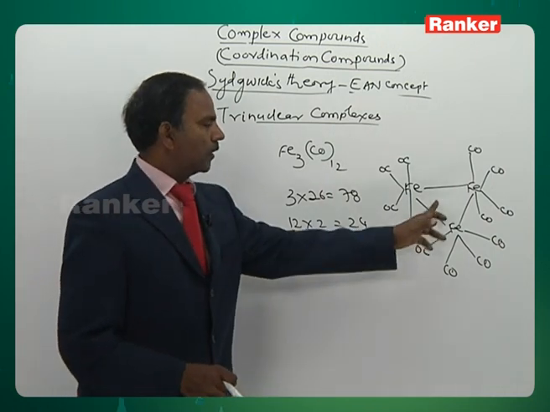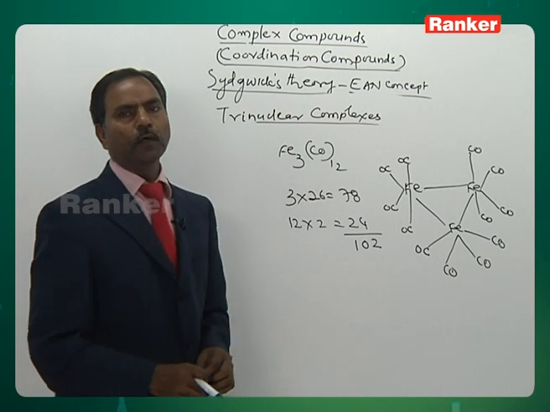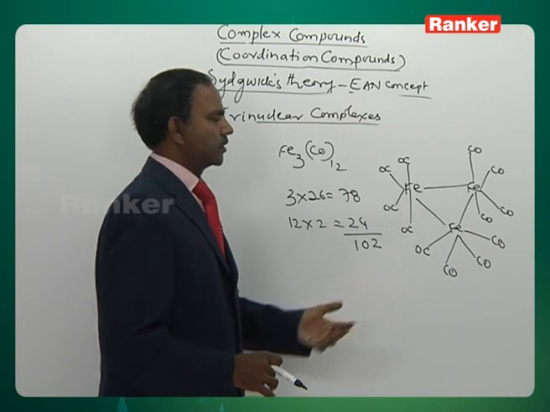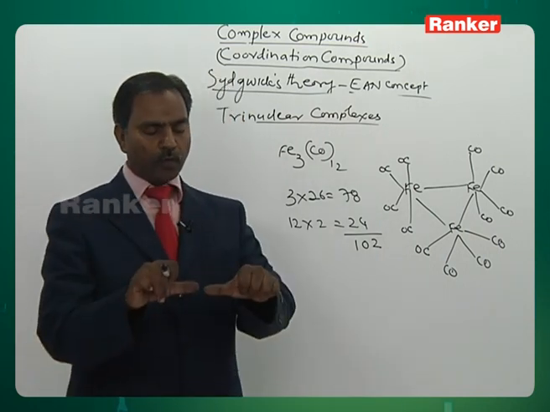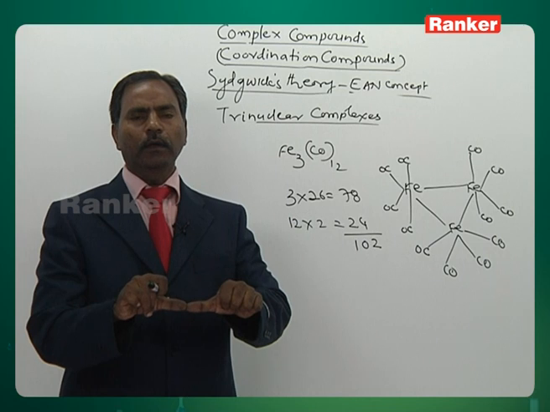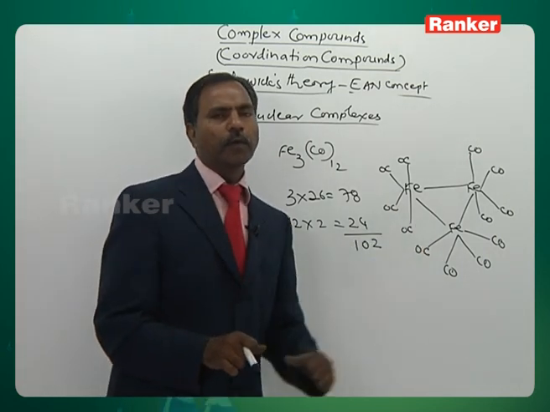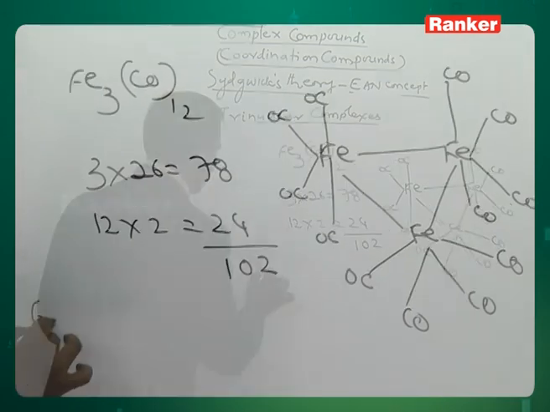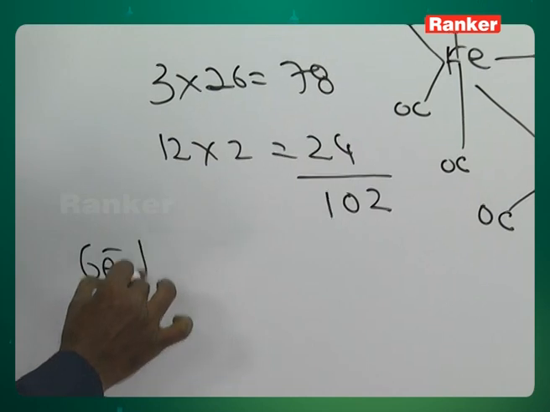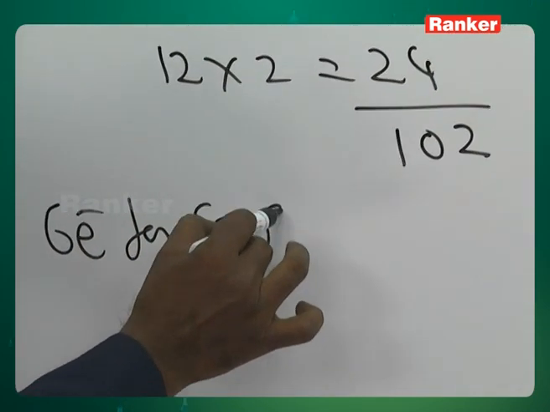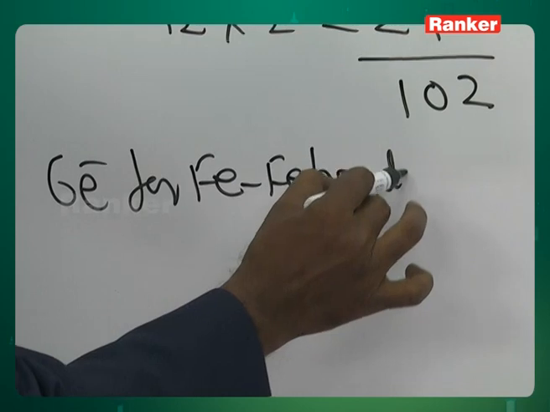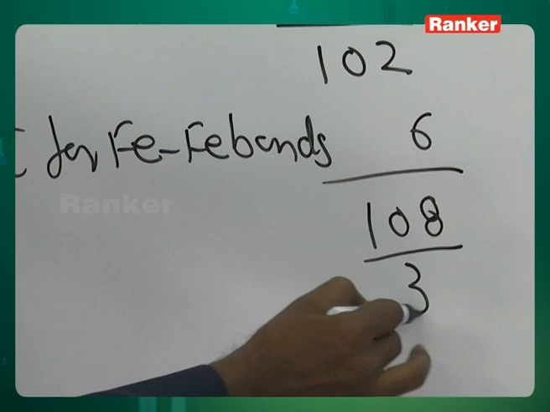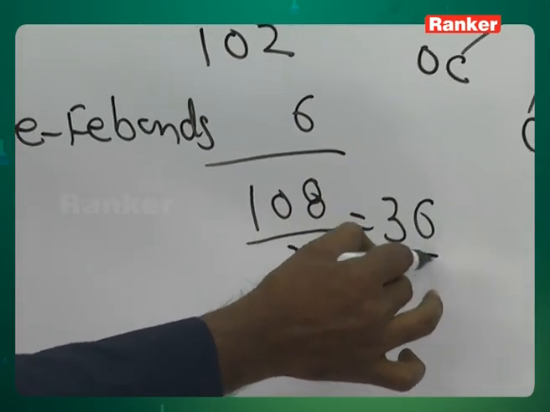But here 3 metal atoms are there linked by 3 metal bonds. Therefore, what I said in the previous case: two metal atoms, one metal bond; one metal bond, two electrons. Three metal bonds here, therefore you have to add 6 electrons, 6 electrons for the metal-metal bonds. That is coming to be 108 by 3. Then you are getting 36.